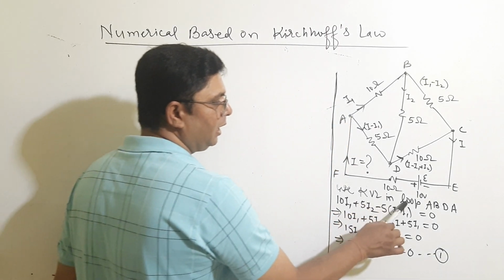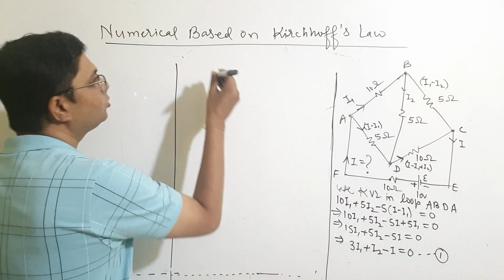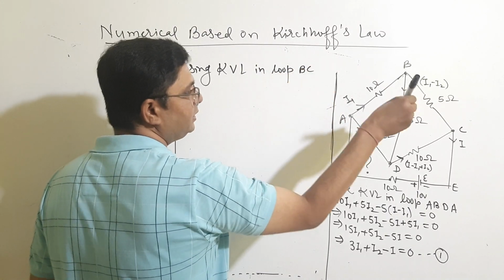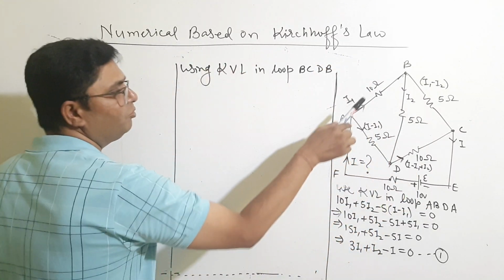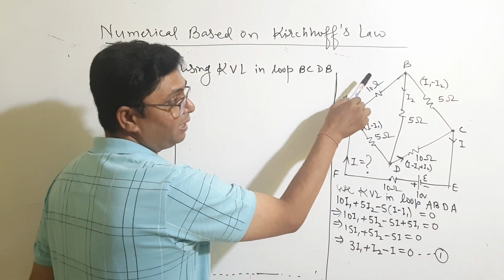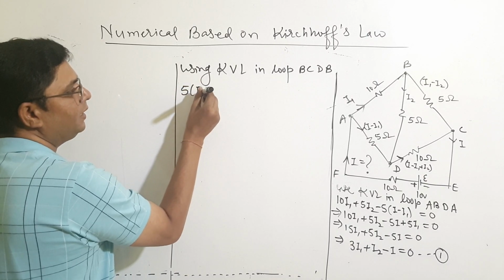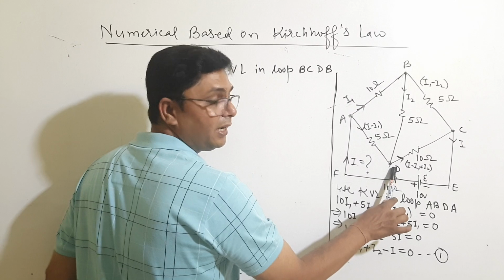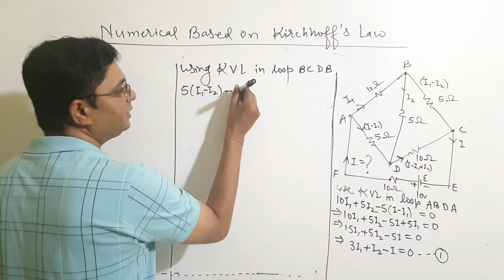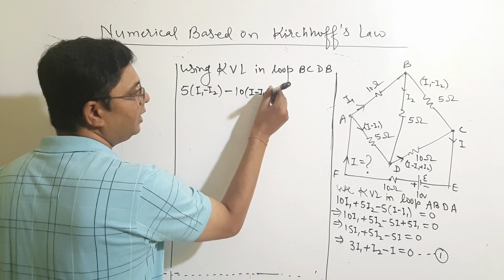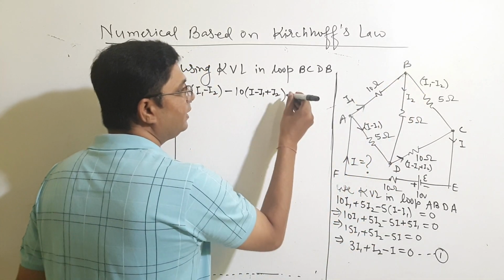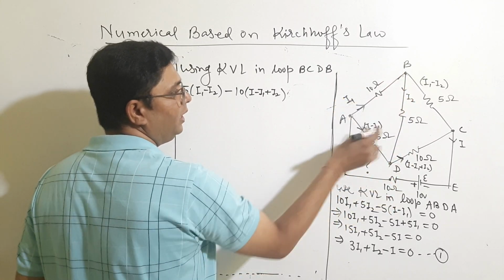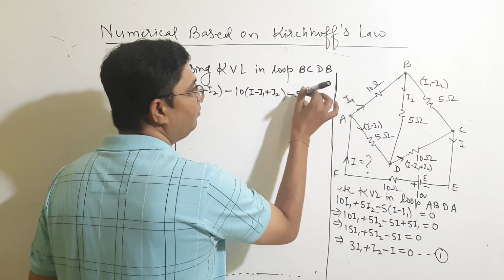Now use KVL in loop B, C, D, B. So using KVL in loop B, C, D, B, what do we have? When you move from B to C, your direction is B to C and the direction of current is also from B to C. So you have 5 under bracket I1 minus I2. When you move from C to D, the direction of traversal is C to D, but the direction of current is from D to C, opposite. So you have to take a minus sign, minus 10 under bracket I minus I1 plus I2. When you move from D to B, you are moving D to B, current is from B to D, so write a minus sign, minus 5 I2, this is equal to 0.